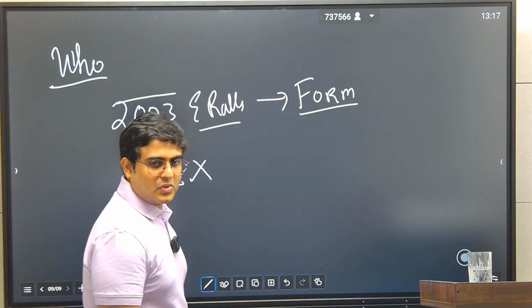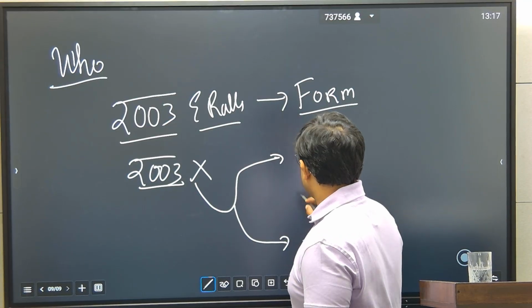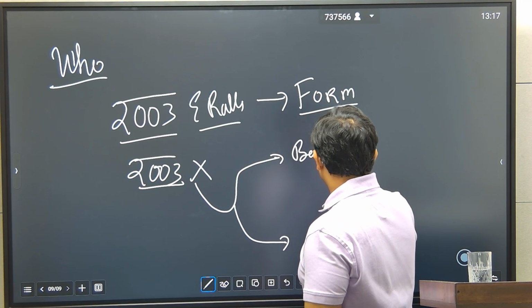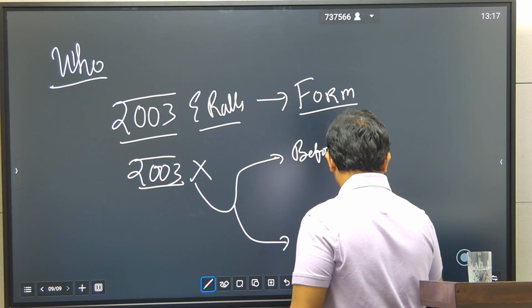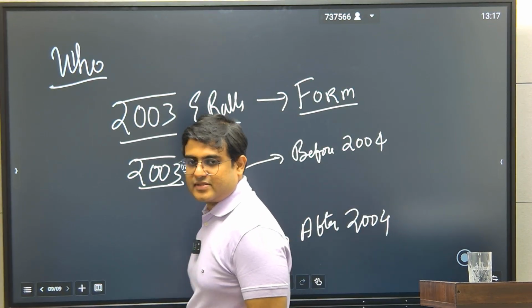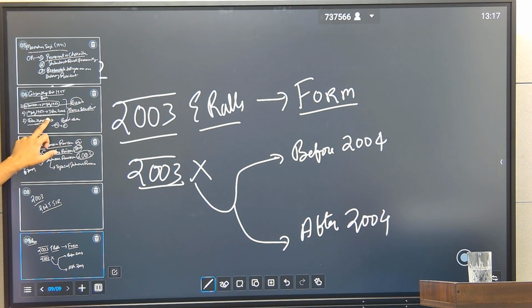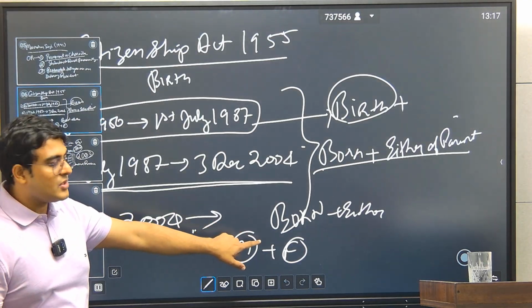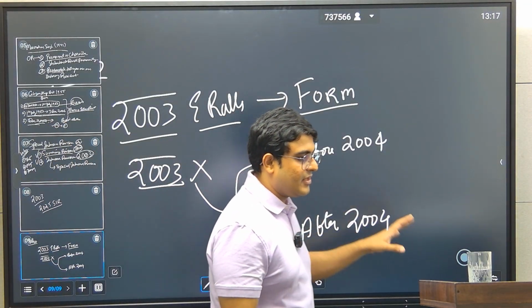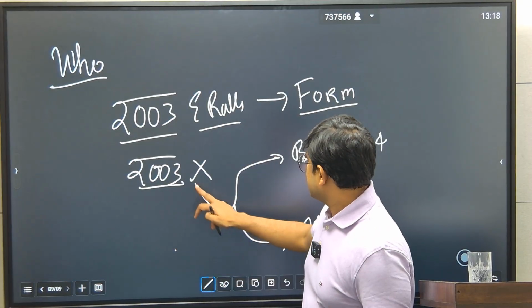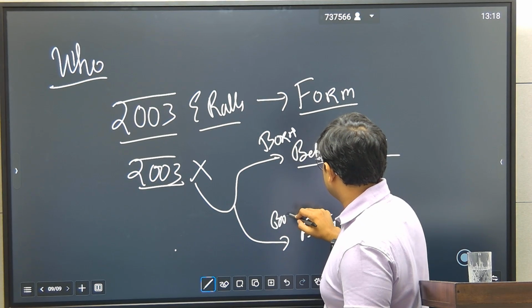now what to do? There are two segmentations. If your name is not there in the 2003 electoral rolls, you may be born before 2004 or born after 2004. Now you may ask where this 2004 came from. See, we discussed here the Citizenship Act. See this 2004. So there it talks about a further division. If your name is in this roll of 2003, you fill the form. If it's not, then there are two segmentations. You're born before 2004 or you can be born after 2004.